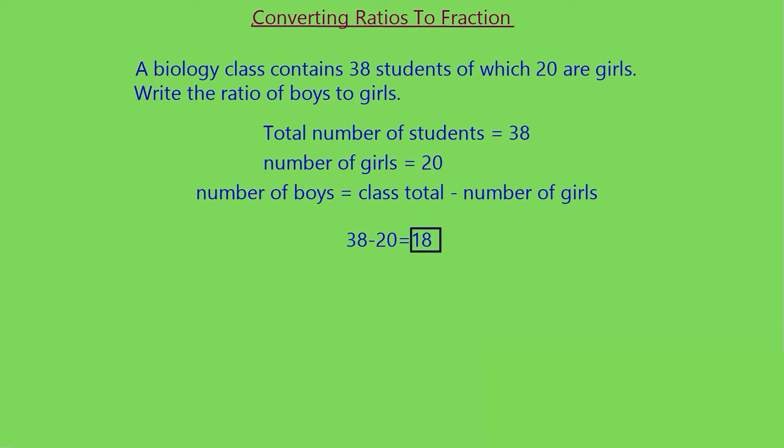We can now write the ratio of 18 to 20. Reducing this fraction, we think of the largest number that can go into 18 and 20 without leaving a remainder. That number is 2. 18 divided by 2 gives 9. 20 divided by 2 gives 10. This ratio is reduced to 9 over 10.